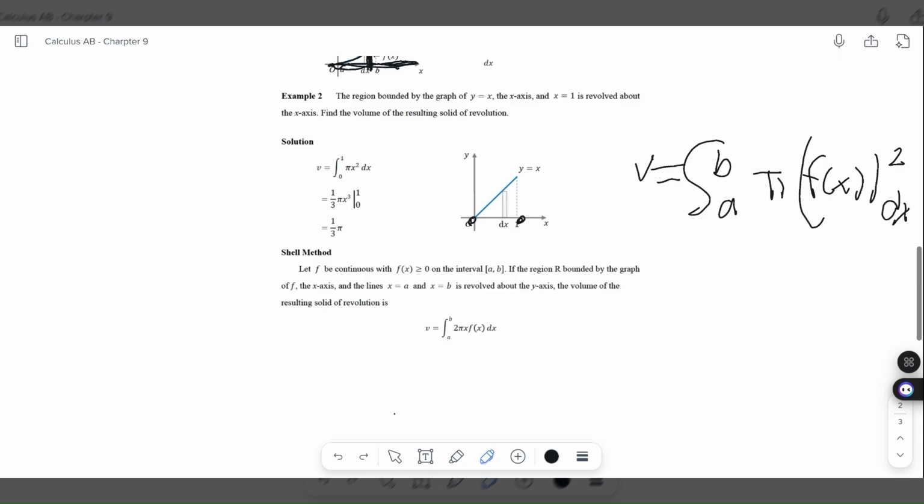Our pi is there, pi. And then our radius is our x minus the x-axis, which is x equals 0. So that gives us x minus 0, which is x. And then pi times the radius of x squared. So that's where we get pi x squared dx. Let's take the integral, 1 over 3 pi x cubed with the boundaries 0 to 1. Plug those boundaries in, 1 over 3 pi.